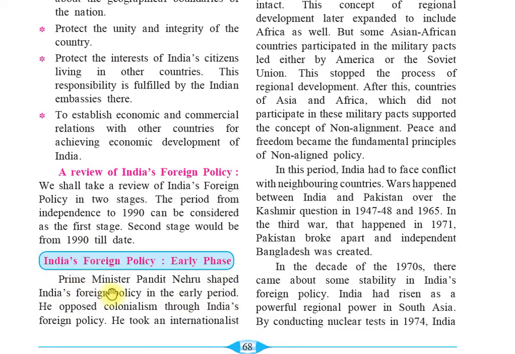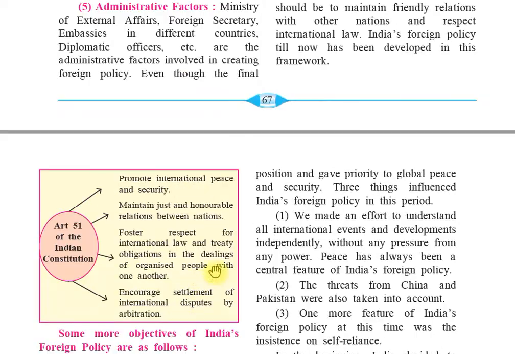So who shaped India's foreign policy? It was our Prime Minister Pandit Nehru. He opposed colonialism through India's foreign policy, so there should not be any colonialism. He took an international position and gave priority to global peace. Priority means he gave importance to global peace and security.